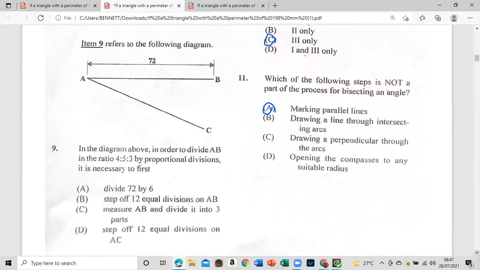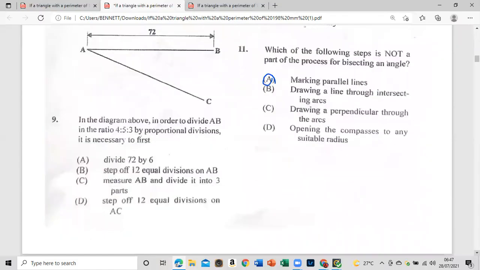Let's look at item 9, refer to the following diagram. And you see there, measure it 72. And they say it's a ratio. In the diagram above, in order to divide AB into the ratio 4 to 5 by proportional divisions, it's necessary to first, is it divide 72 by 6? No. Step off 12 equal divisions on AB, or is it measure AB and divide it into 3 parts, or is it step off 12 equal divisions on AC?